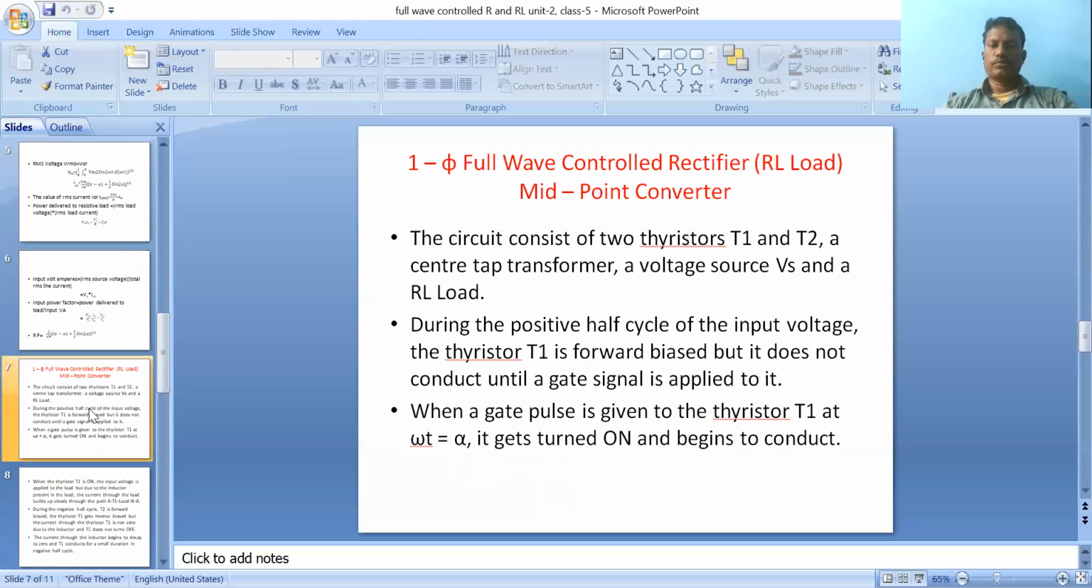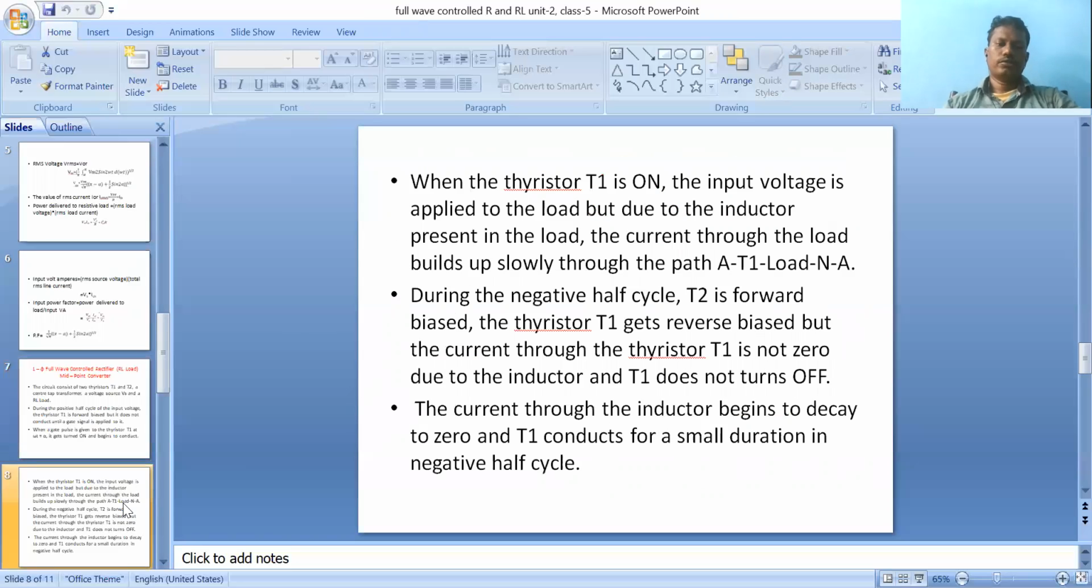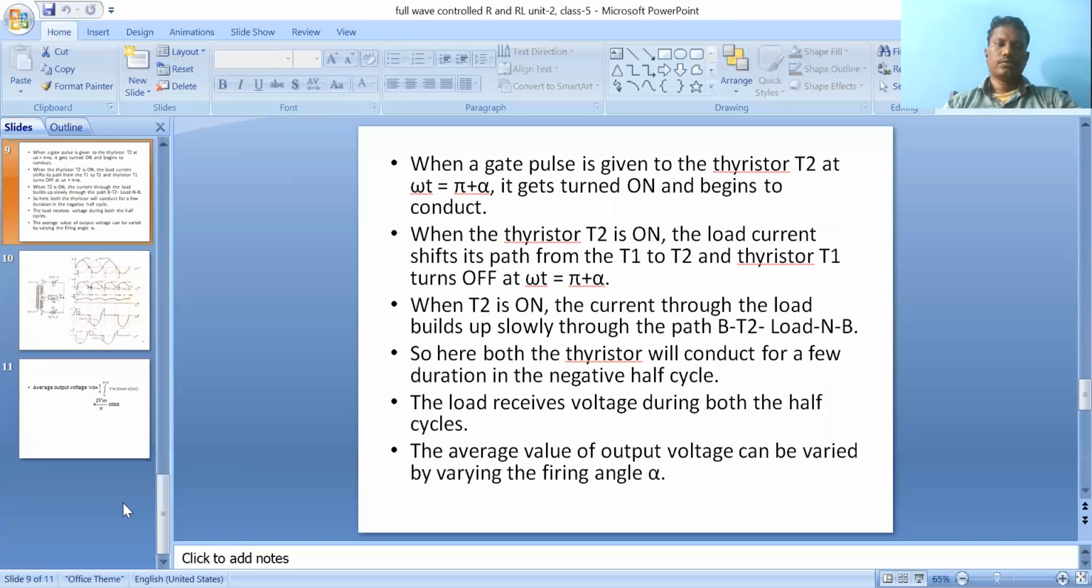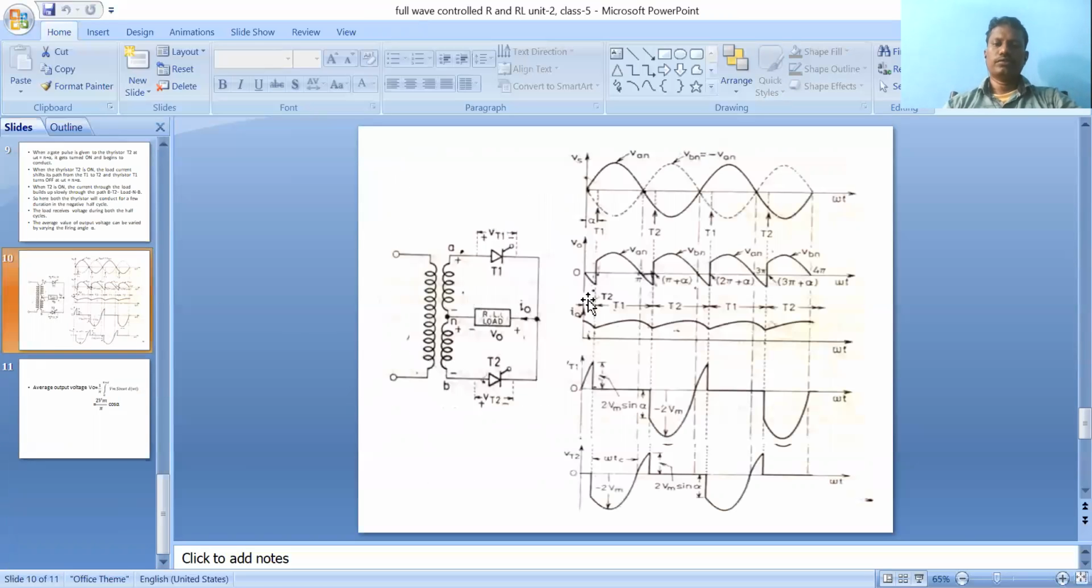So the next concept is the single phase full bridge rectifier with R load. Now, single phase full wave rectifier with RL load with bridge configuration. Let us take the diagram of this RL load, bridge configuration.